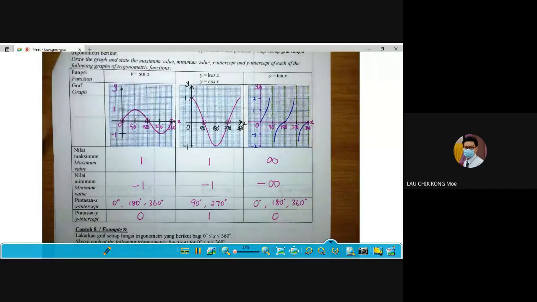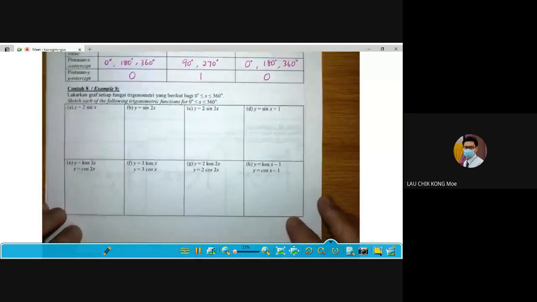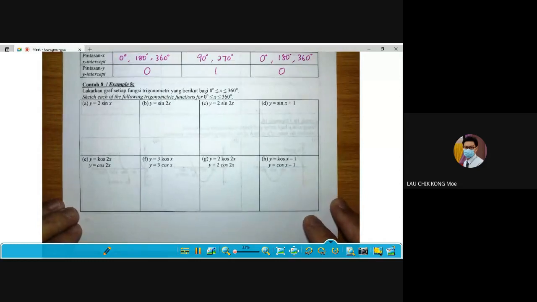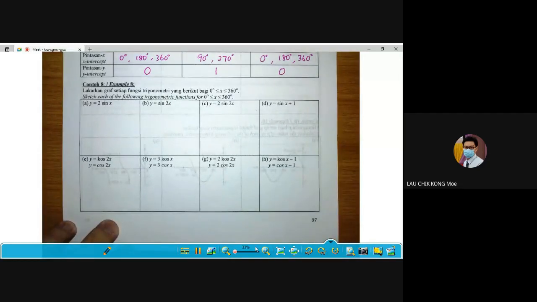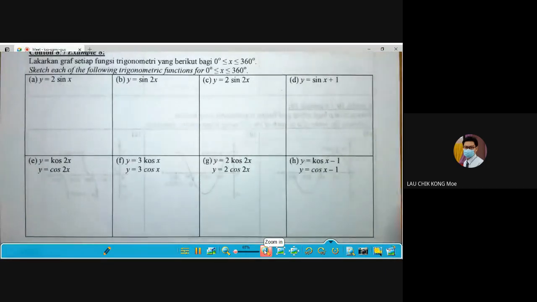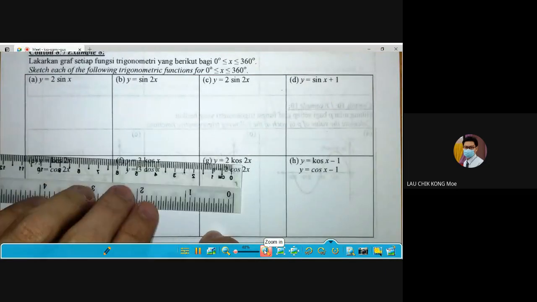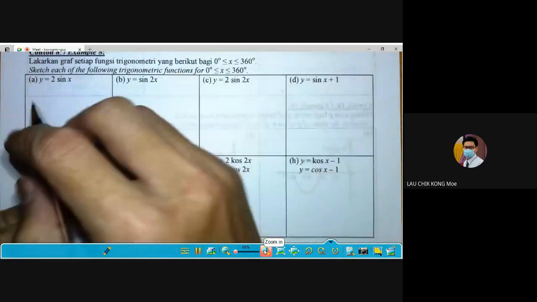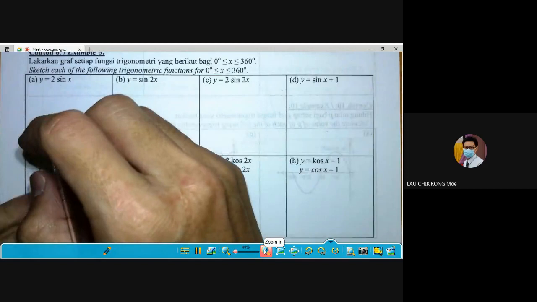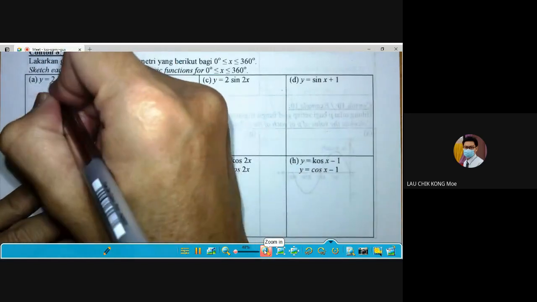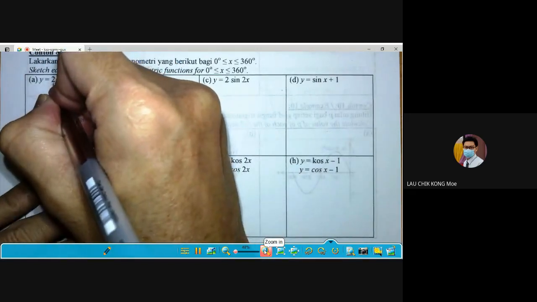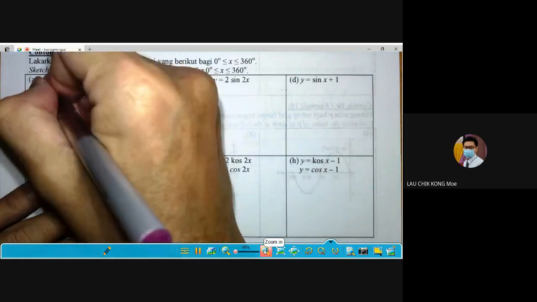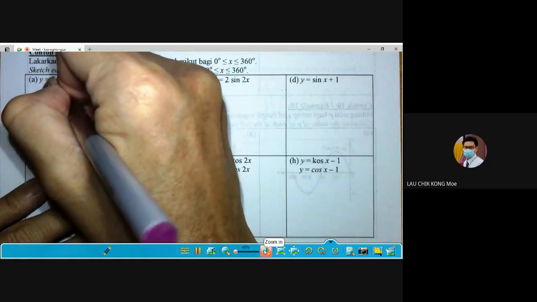Okay, next we go to example 8. Okay, example 8, we have many questions here. Okay, it asks you to sketch the graph from 0 to 360 degrees. All right. Okay, so we look at A. y equals 2 sin x. So actually, when we sketch the graph, we have two values we need to see. Number one is the value before the sine, cos, tangent. Before the sine, cos, tangent is the amplitude. This is the amplitude. Okay.